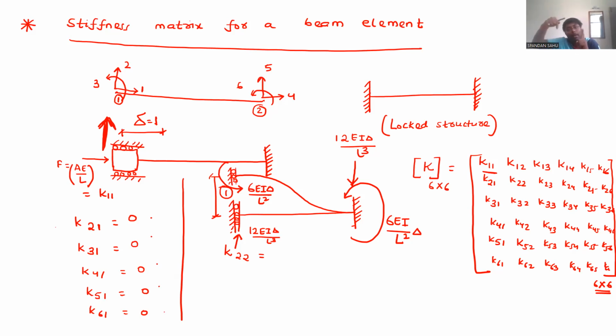This will be overcome by the couple. That couple you will get by what? Divided by span length. If you divide by the span length, you will get the forces which will try to resist that unbalanced moment.